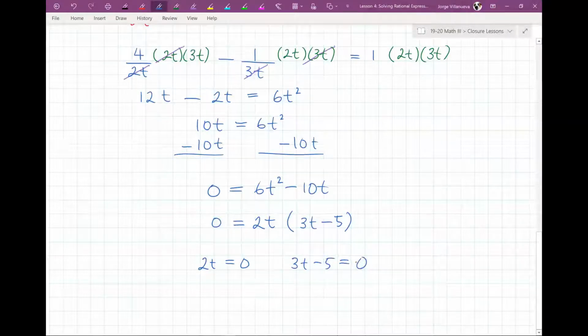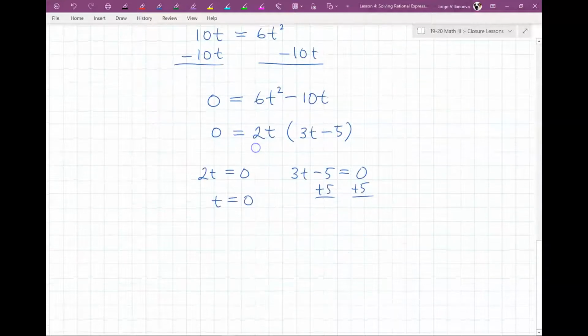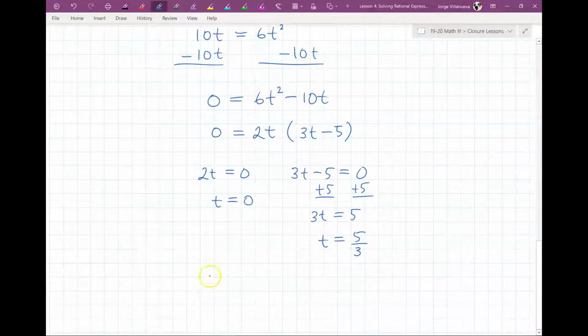And right now we're going to be able to solve for these things, okay? So this is t equal to 0. Here I'm going to add 5 to both sides. So that's going to give me 3t equals 5. So t is going to be equal to 5/3. So my answer, t is 0 and 5/3.